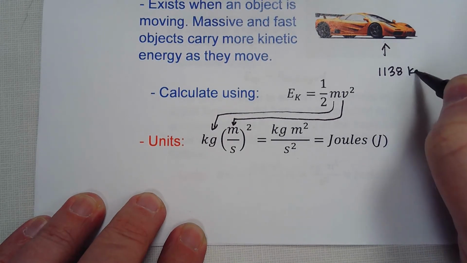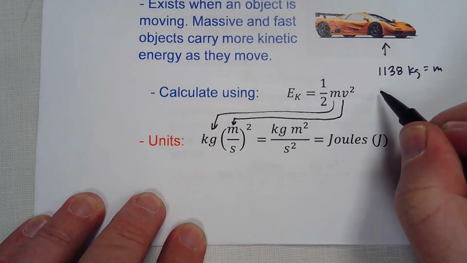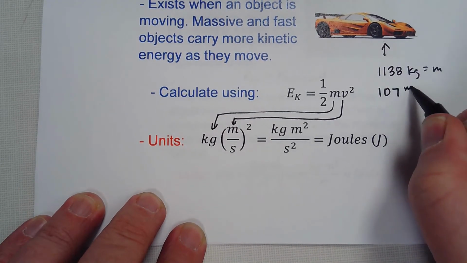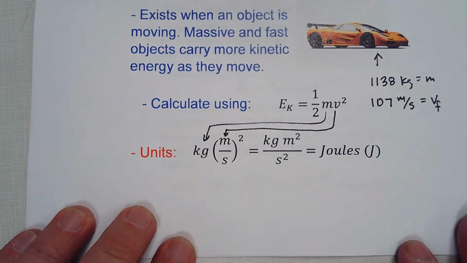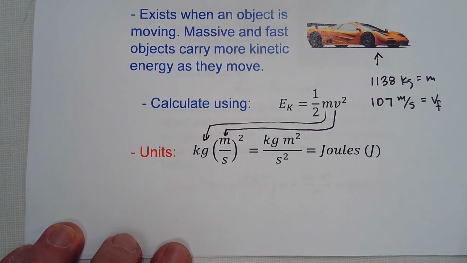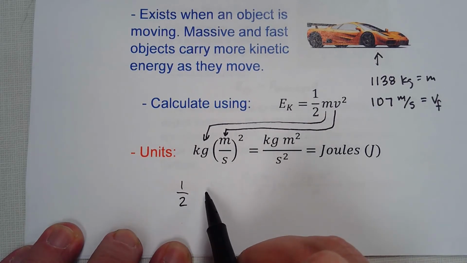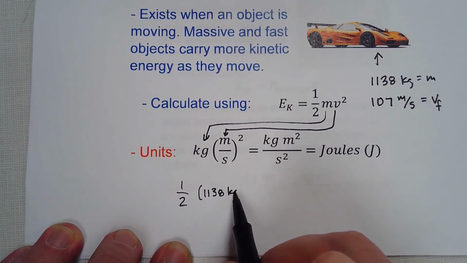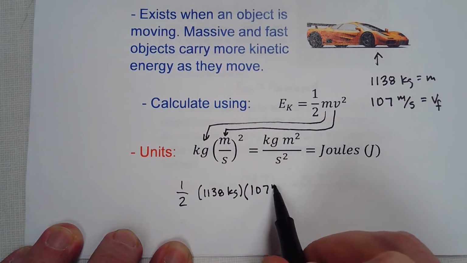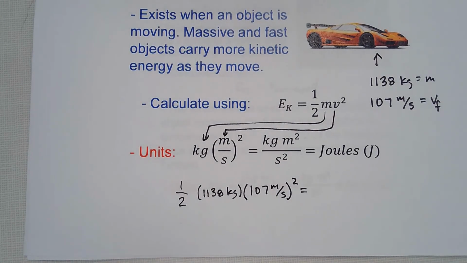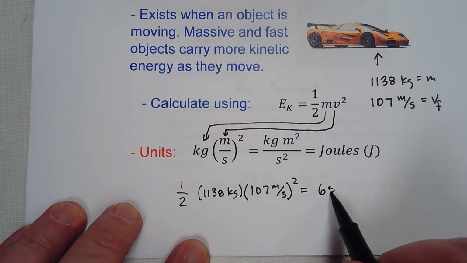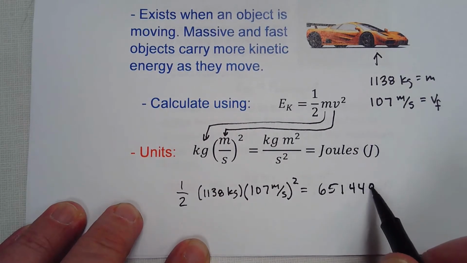Its mass is 1138 kilograms, and its top speed is 107 meters per second. So we're going to call that vf because that would be at the end of quite a long acceleration. So if we were going to calculate its kinetic energy at that moment, we would do half times 1138 kilograms times 107 meters per second squared. When we type that into our calculator, we get 0.5 times 1138 times 107, only the 107 is squared. We come up with this interesting number, 6514481.